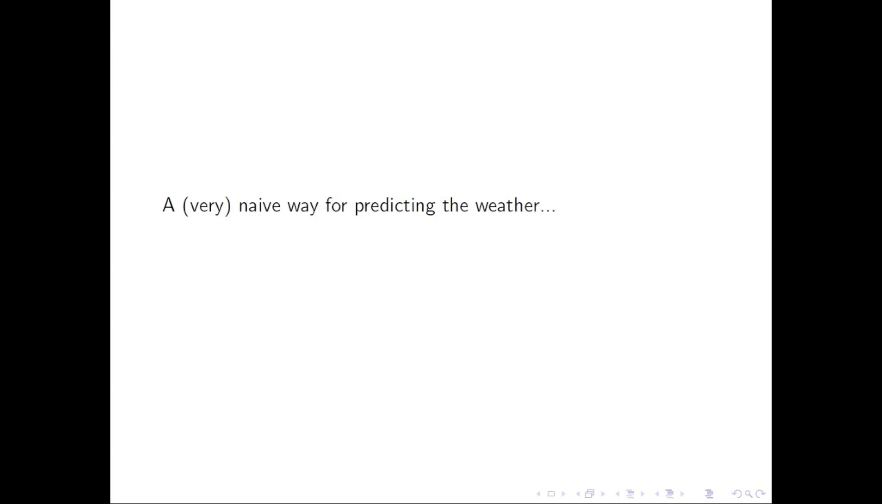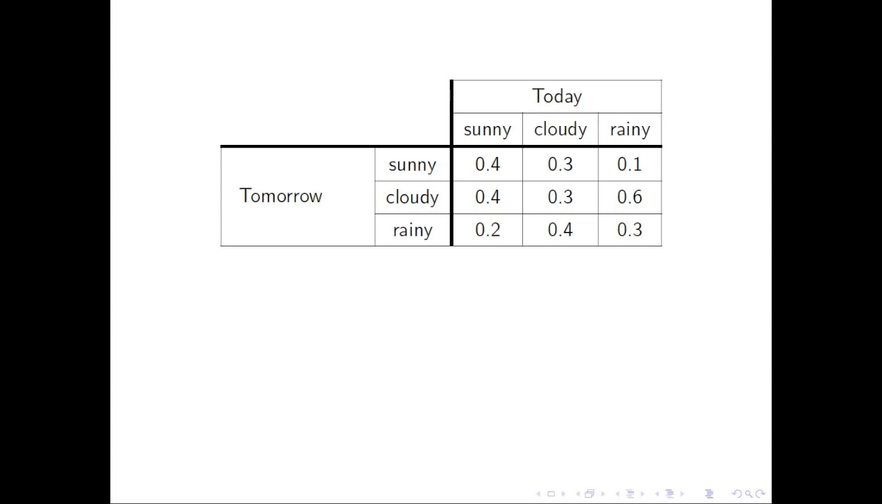So, let's have a look at a very naive way for predicting the weather. Here's a table. What does this table show? We have the weather today as sunny, cloudy, or rainy, and it can only be sunny or only cloudy or only rainy. And if today is sunny, cloudy, or rainy, there is a certain probability that tomorrow it will be sunny, cloudy, or rainy. For example, if today is sunny, then there is a 40% chance of it being sunny tomorrow, a 40% chance of it being cloudy tomorrow, and a 20% chance of it being rainy tomorrow.